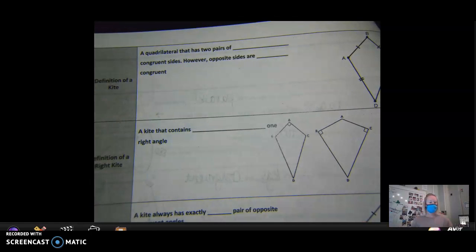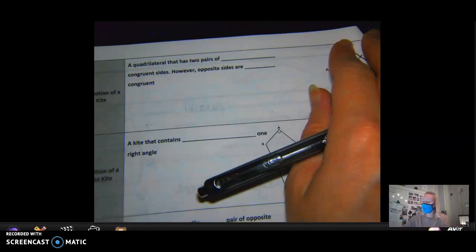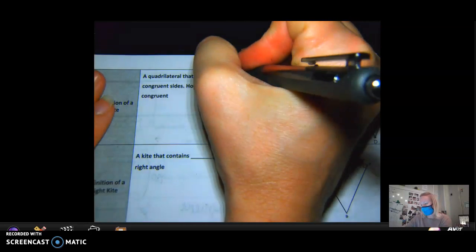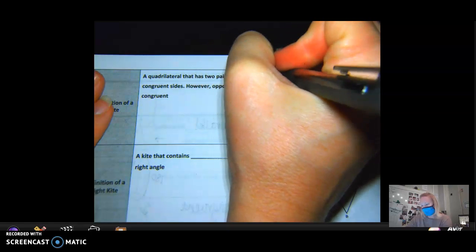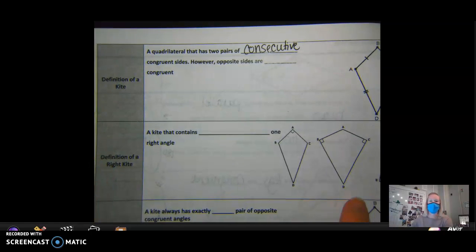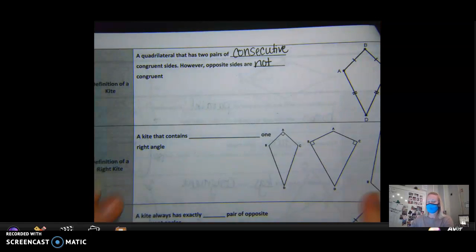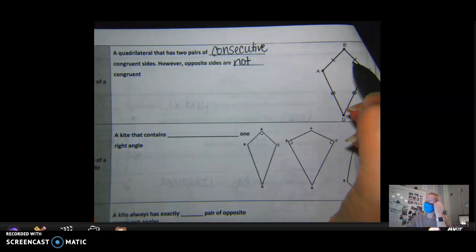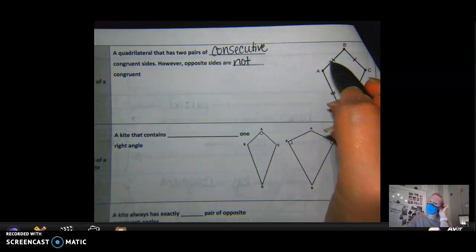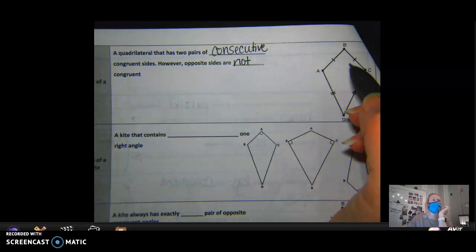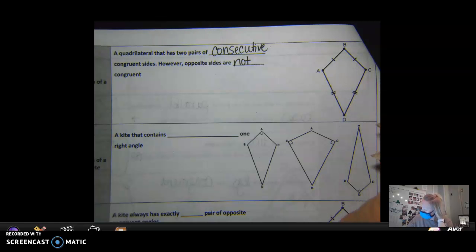A lot of definitions today. Definition of a kite: a quadrilateral that has 2 pairs of consecutive congruent sides. However, opposite sides are not congruent. So do you guys see how a kite is drawn? And where my consecutive congruent sides are? Okay. How many degrees are in a kite again?